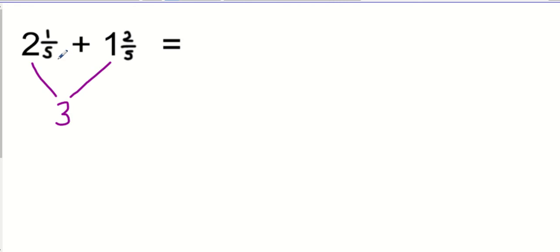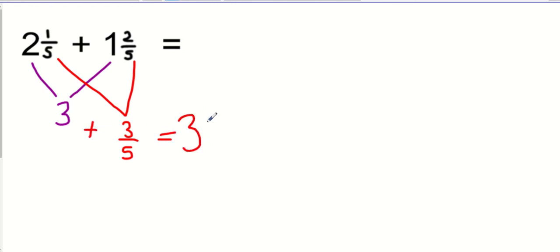So over here I am going to add my 1 part to my 2 parts. I know my denominator is 5 because both of the denominators there are 5. So I've now got 1 add 2, which gives me 3/5. Now all I then have to do is add those two together. So I've got 3 wholes and I've got 3/5. So that is your answer.